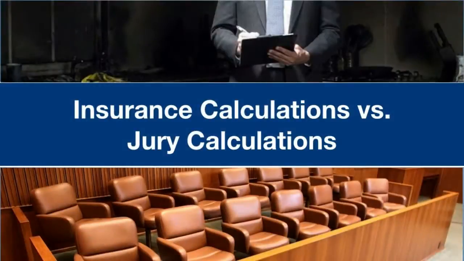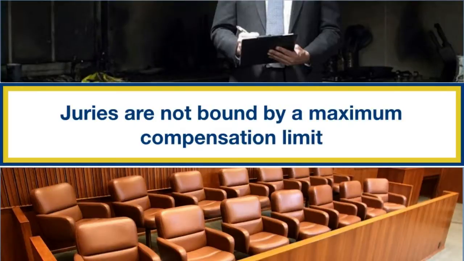Now, there can be a pretty significant difference between insurance calculations versus jury calculations. Insurance company claims adjusters are paid to reach settlements. The last thing an adjuster wants is to fail to settle a personal injury claim. When a claim turns into a trial and a jury is left to deliberate, there's always a chance the verdict will be thousands of dollars more than the victim asked for in the first place. In most states, juries are not bound by a maximum compensation limit. They can award a personal injury plaintiff any amount they believe is fair.